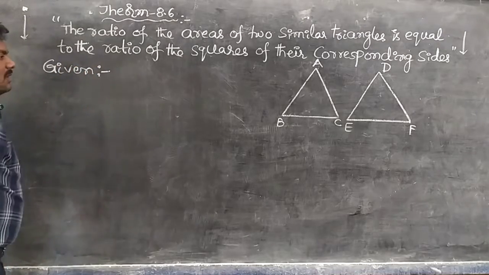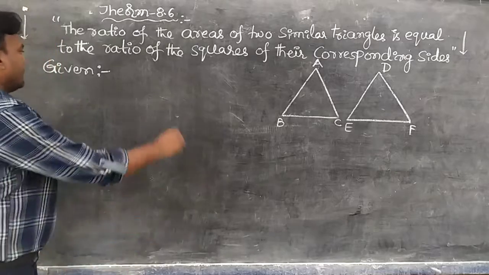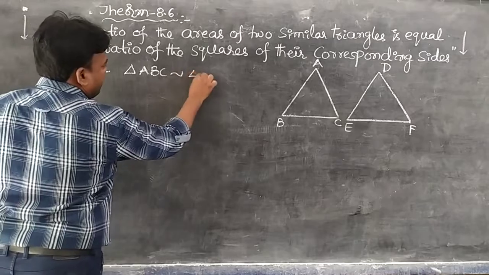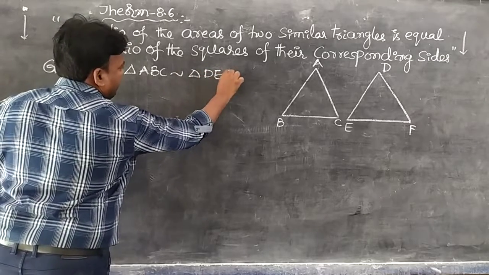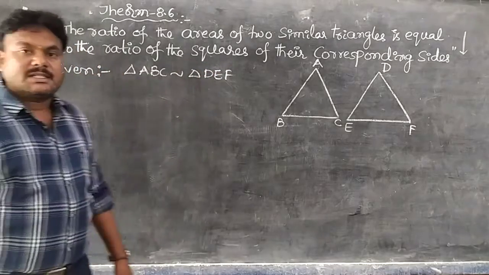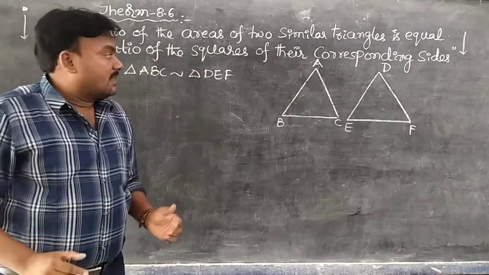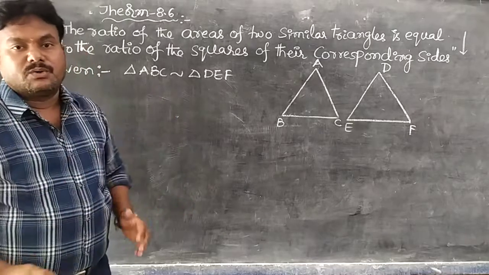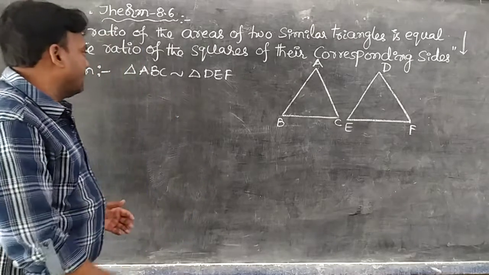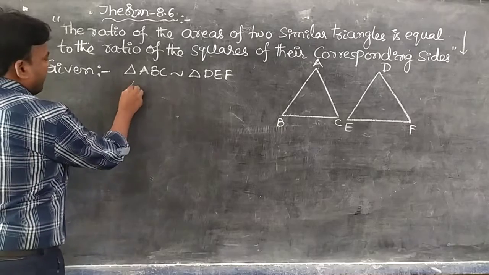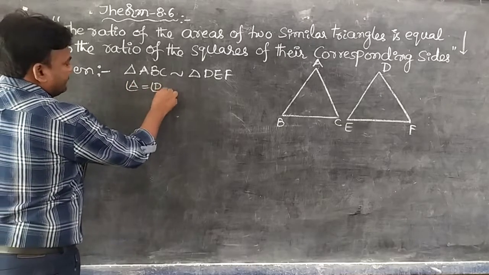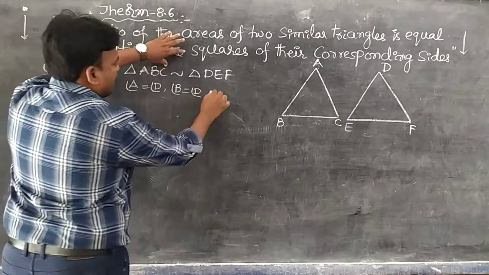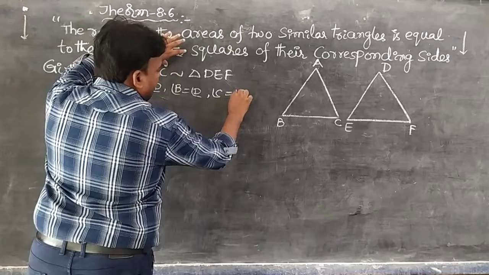What is given? Observe. Both triangles are similar. So that implies triangle ABC is similar to triangle DEF. Both are similar means corresponding angles are equal and corresponding sides are in the same ratio. So that implies angle A equals angle D, angle B equals angle E, and also angle C equals angle F.